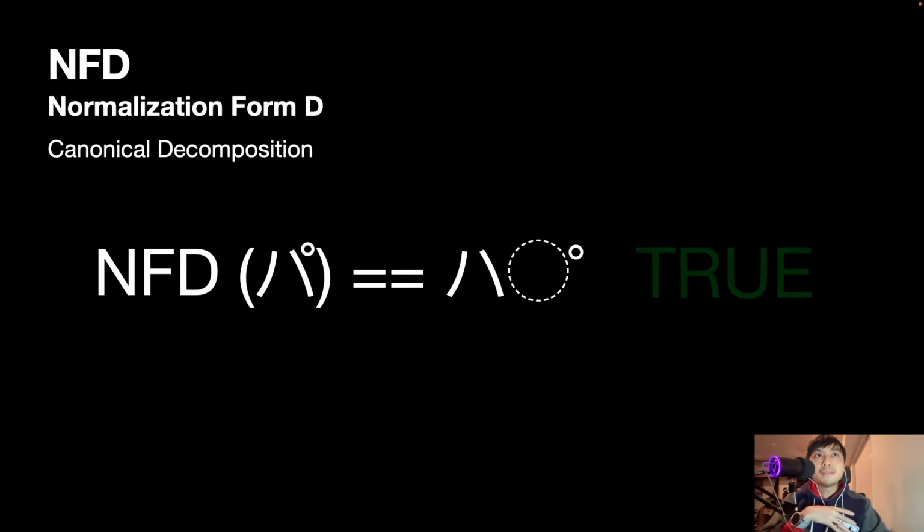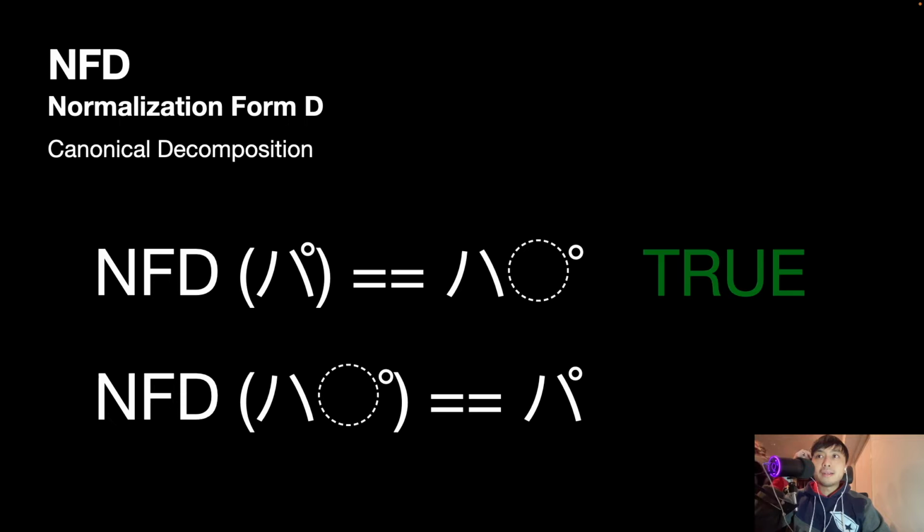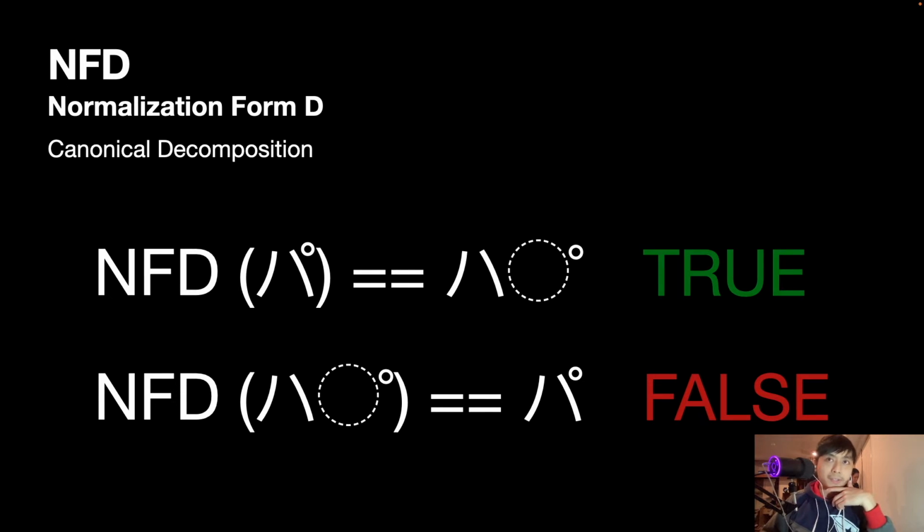So if we compare, this becomes true, right? What if we compare like this? We normalize the ha and the voicing symbol using NFD, and then try to compare with pa. The result is false, obviously. Why? Because we apply canonical decomposition to a character that is actually already decomposed, right?